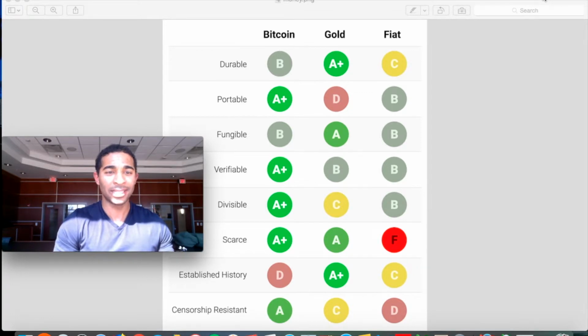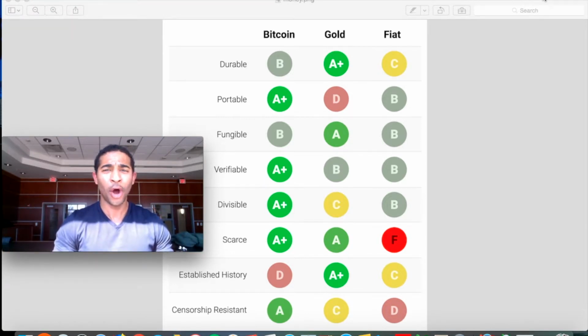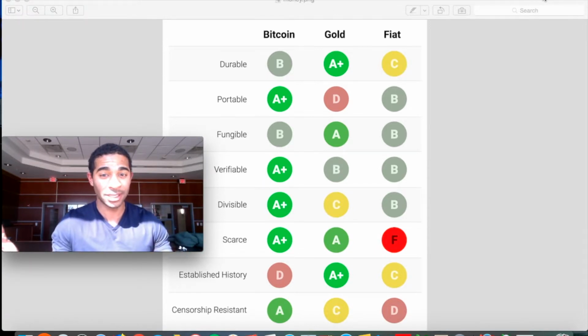Because fiat money is printable without bound, it's very hard to talk about the scarcity or really to understand the value of something that can continually be printed and basically has no one really controlling it other than 12 unelected Federal Reserve board members and governors. Yeah, I think they're called governors. Gold here gets the grade of an A.